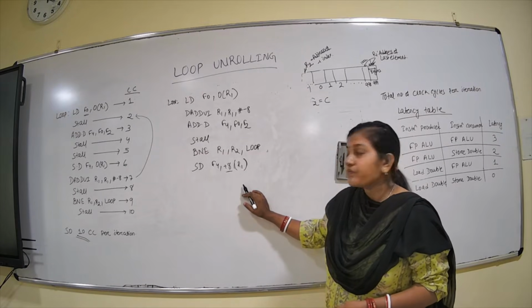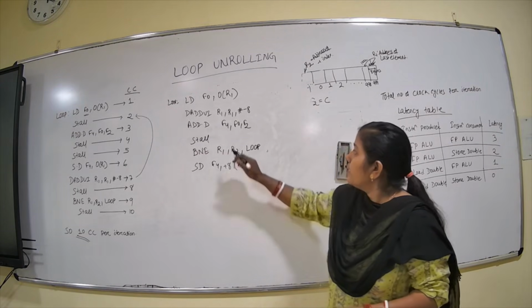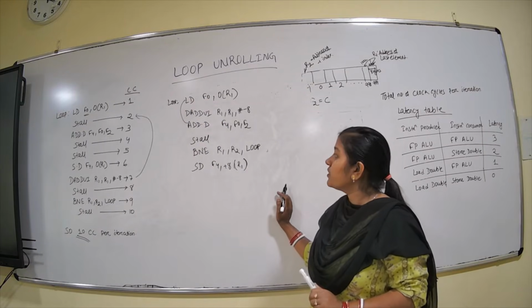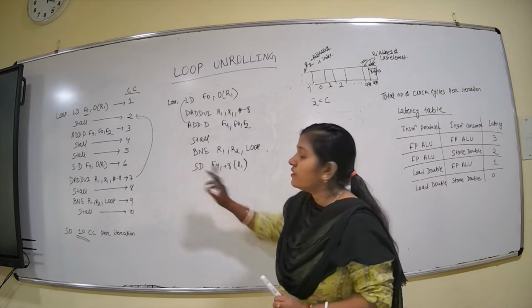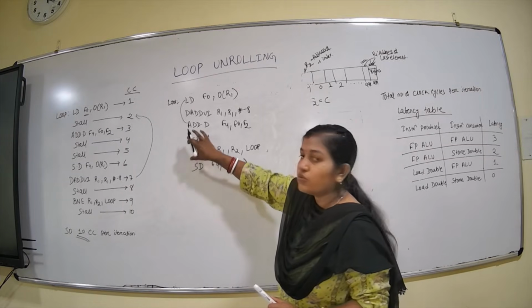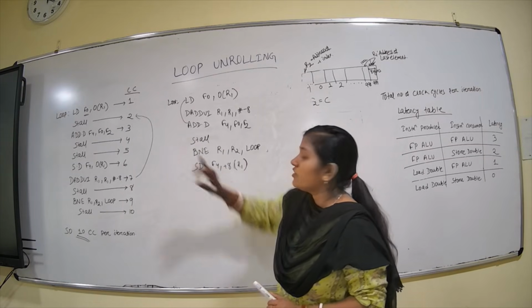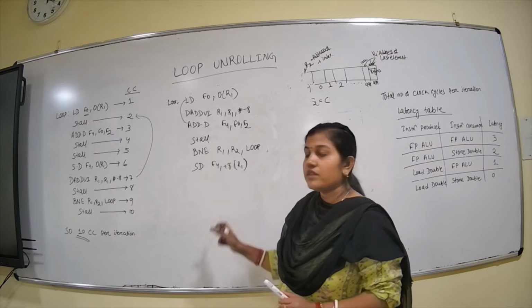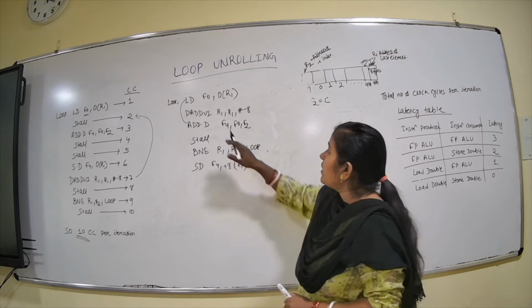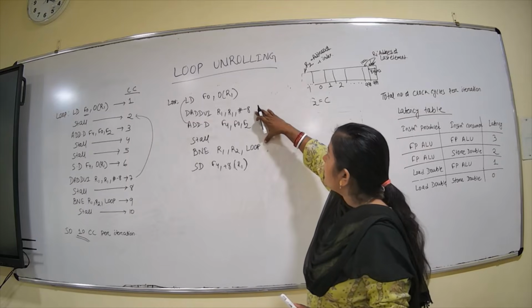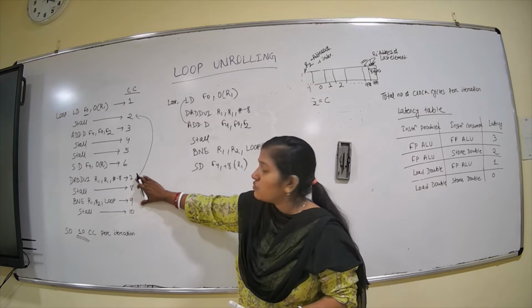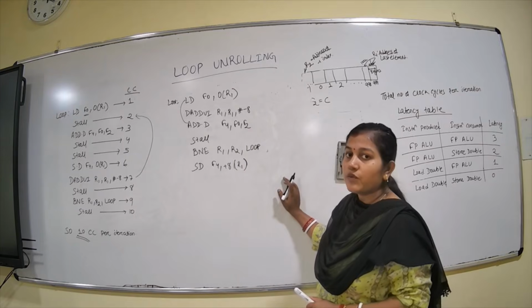Now see, in between load and ADD, that stall is removed. After the BNE, there is a stall that is removed. And between add and SD, there are 2 stalls. So one stall remains there, and one stall is used by the branch instruction. And between DADDUI and BNE, there is one stall. You can see DADDUI and BNE, there is one stall, so that is also removed.